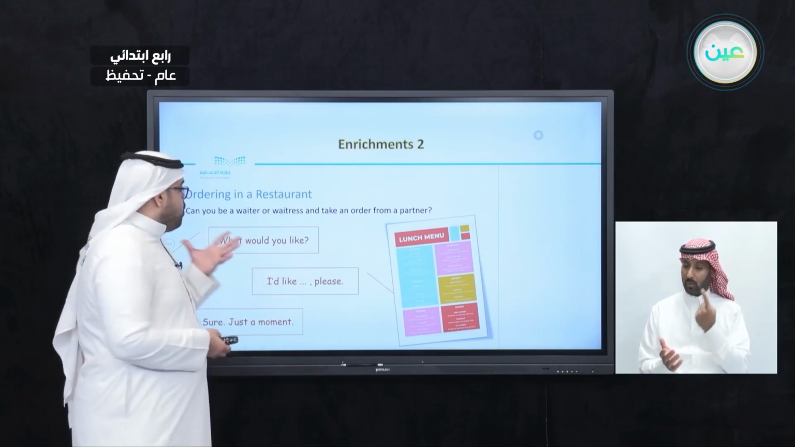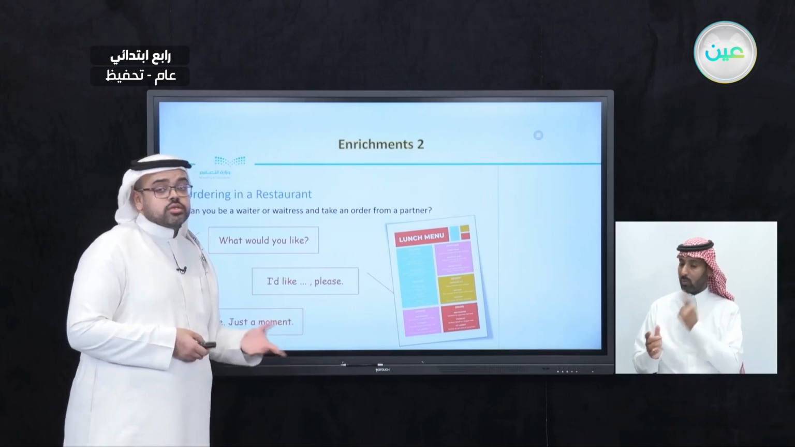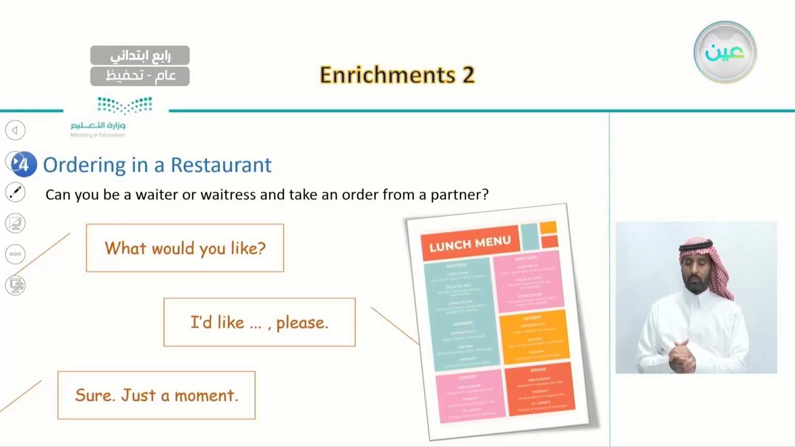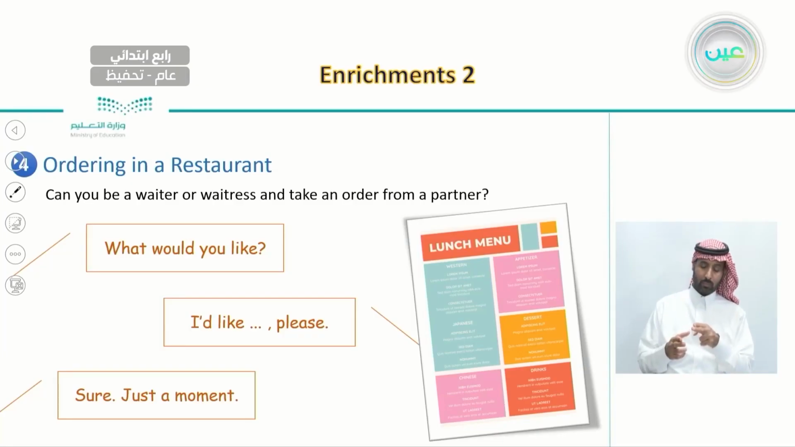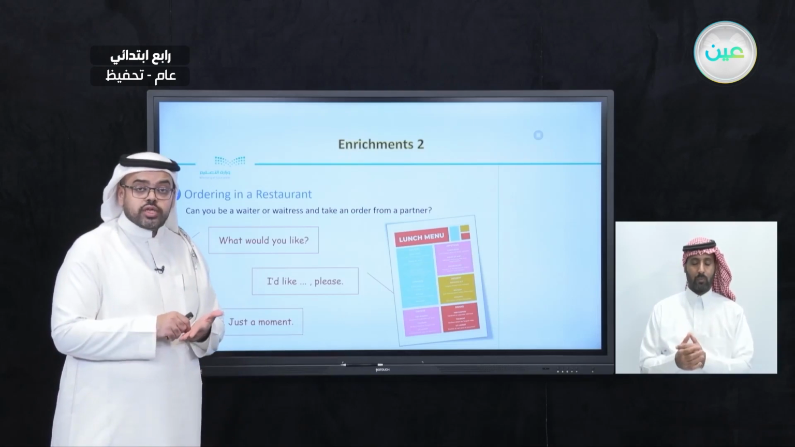After this, we tried to play a role, which is ordering from a restaurant. Imagine that you are a waiter or a waitress and you want to take an order from a partner. That partner could be your classmate or even a family member. If you are a waiter, you start your question with, what would you like? What would you like?